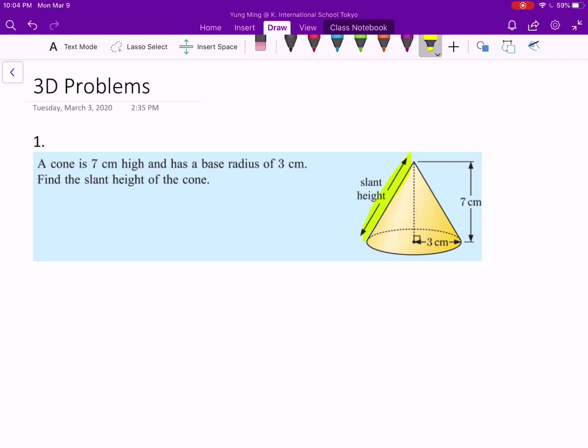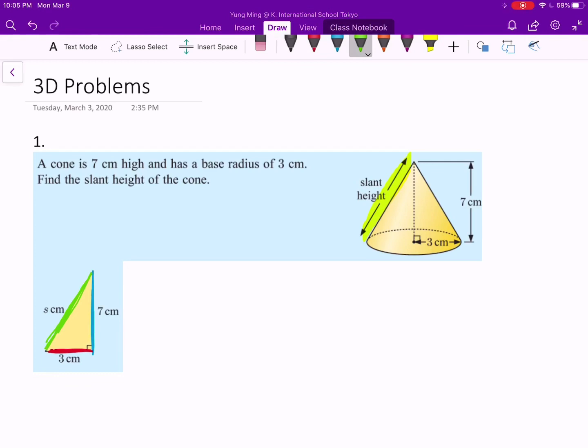So in order to solve this problem, we need to look at our question a little bit differently. Now just because we have a cone doesn't necessarily mean that we have to deal with volume or surface area. In this case, we're merely looking at our cone in this side view, like this. So the height is given, it's 7 centimeters. The base is 3 centimeters. And then the slant height is exactly what we're looking for. Let's call it S in this case.